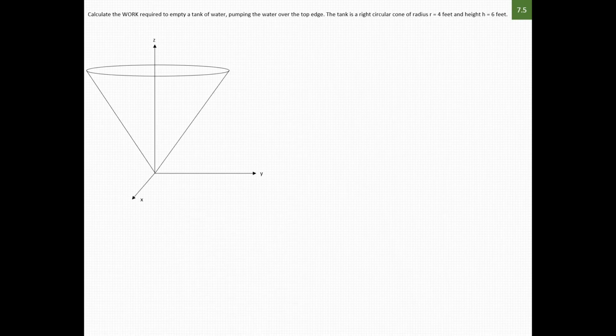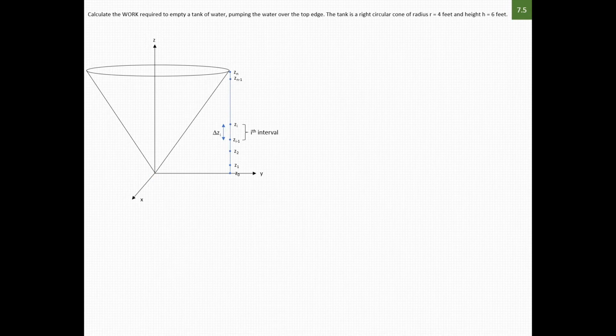Let's calculate the work required to empty a tank full of water, pumping the water over the top edge. The tank is a right circular cone of radius 4 feet and height 6 feet. Let's place the cone in a 3-space rectangular coordinate system such that the tip of the cone is located at the origin of the system.